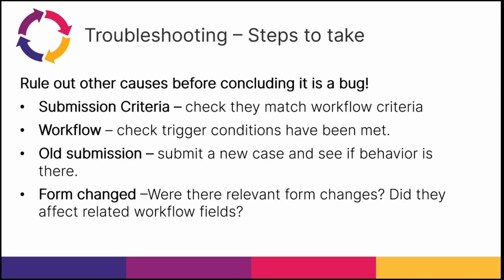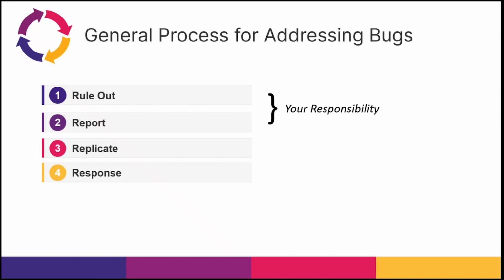Another way we can test workflows is by going into a test site and seeing whether, if we make a new submission, the workflow triggers. So we enter everything as we think it should be entered, and then we can see if the workflow runs on that new submission. And then lastly, we can also just ask ourselves if the form was changed.